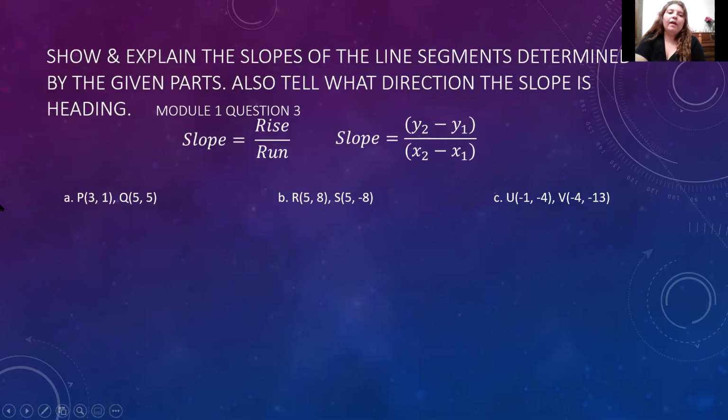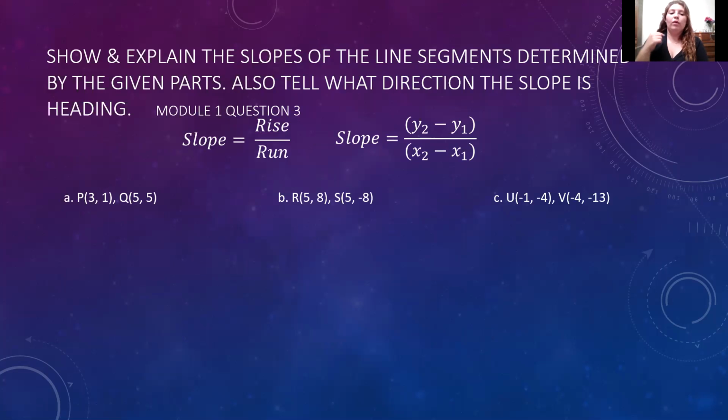So for question 3, it says show and explain the slopes of line segments determined by the given parts. Also tell what direction the slope is heading. So our slope is going to be our rise over our run, which on a graph is going to be the y-axis and then over to the x-axis, whichever direction that may be.